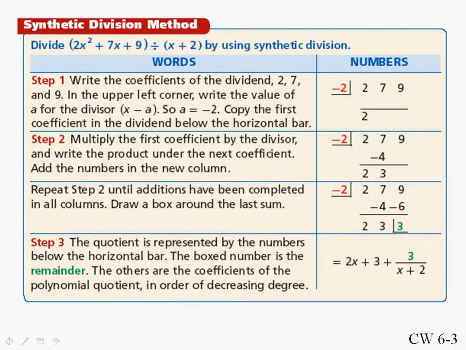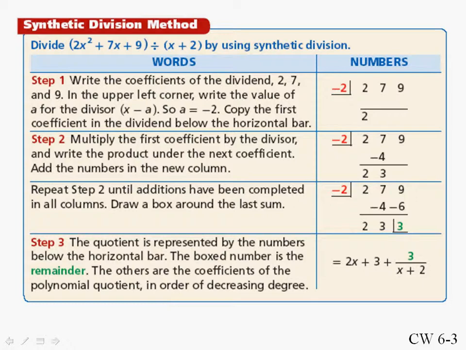Synthetic division method. For example, if we were to divide 2x squared plus 7x plus 9 by x plus 2 using synthetic division. Our first step, we would write the coefficients of the dividend, 2, 7, and 9. In the upper left corner, write the value of a for the divisor, x minus a. So a would equal -2. Copy the first coefficient in the dividend below the horizontal bar.